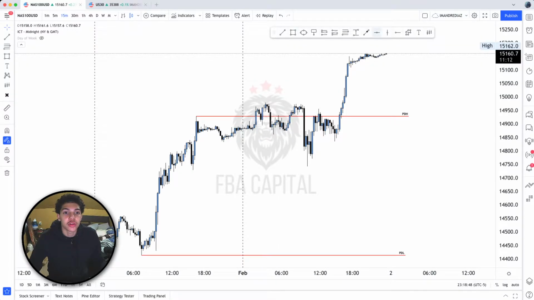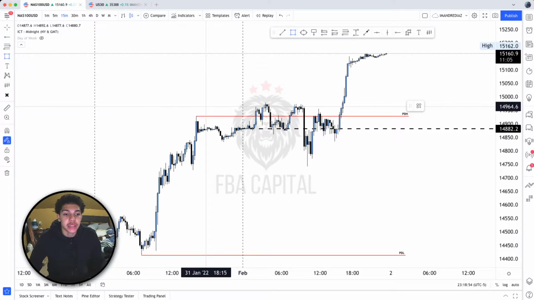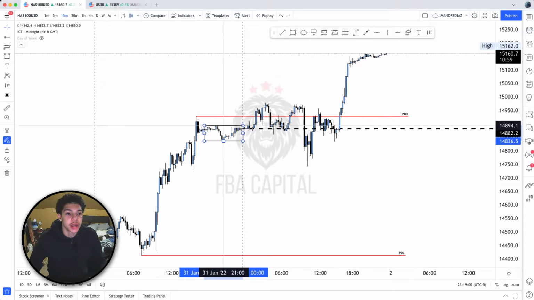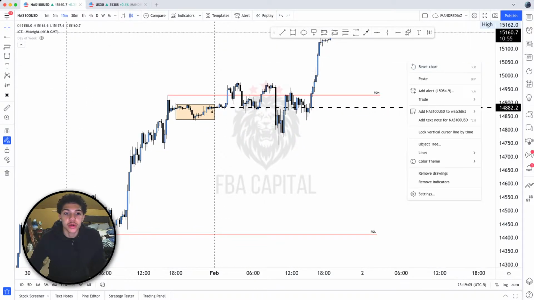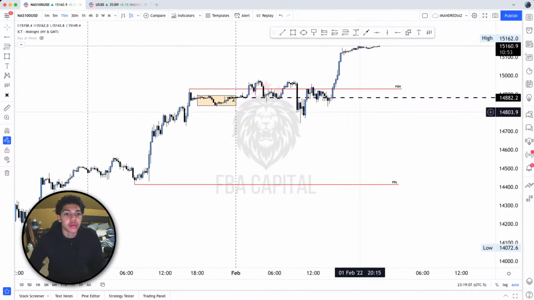Next thing, I'm going to draw the 12 a.m. open, which is going to be right here. Then I'm going to get the Asian session range, which is from 18 o'clock all the way to midnight. I'm going to draw it down. It was a pretty small range, but nonetheless, it's still effective. Now that we have that, we're going to get our big figure levels in and around this area.